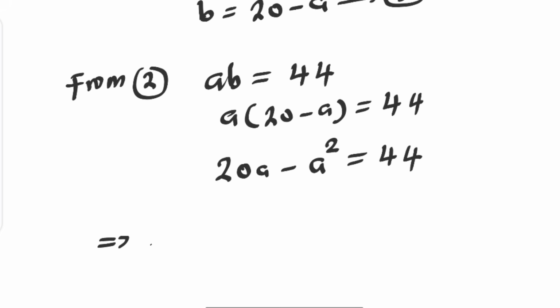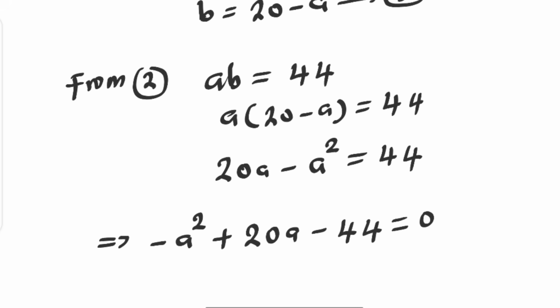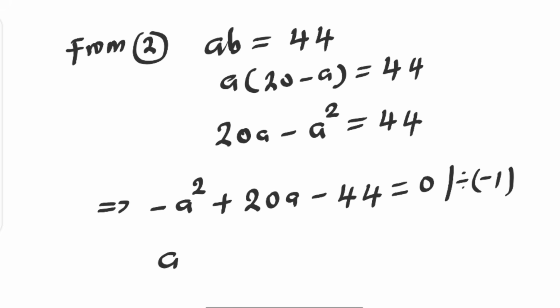This can be written as minus A square plus 20A minus 44 is equal to 0. Let us divide the whole of this equation by minus 1. Minus A squared divided by minus 1 will give A square. Then plus 20A divided by minus 1 will give minus 20A. Then minus 44 divided by minus 1 will give plus 44 is equal to 0.